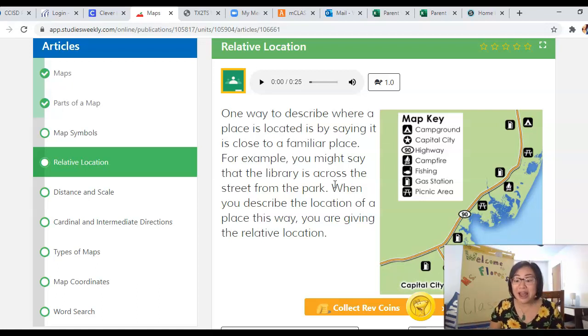You might say that our school, Clements Parson, is next to a neighborhood. You have to drive through a neighborhood to get to our school at Clement Parsons, right? That's a relative location because you're telling me where something else is in relation to where this is. You're comparing them, so I have an idea of where it is.